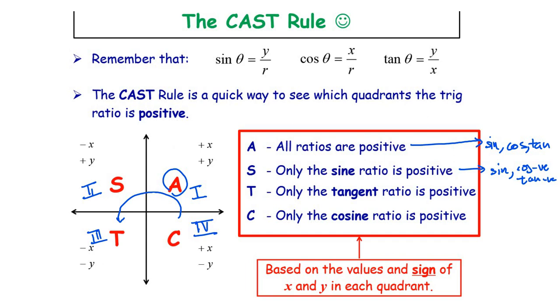And it would depend on the values of x and y in each quadrant. The values you would get on the basis of that, like sometimes y is positive, x is negative, so that would depend, right? So here, this is the CAST rule you should know about.